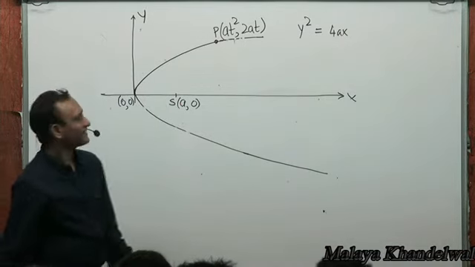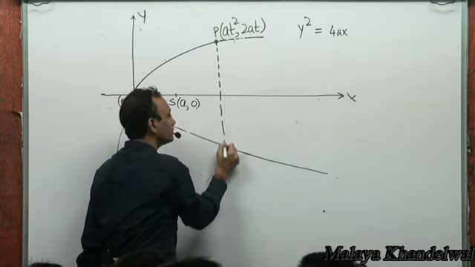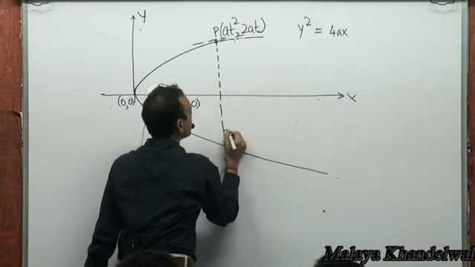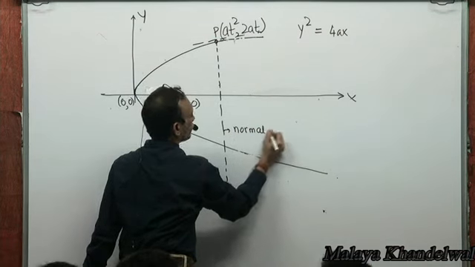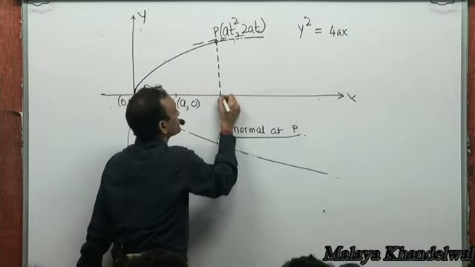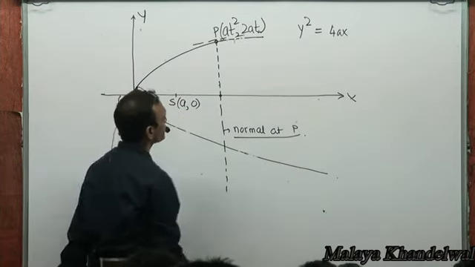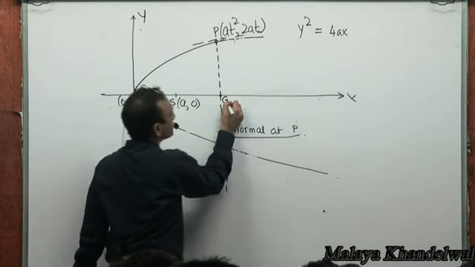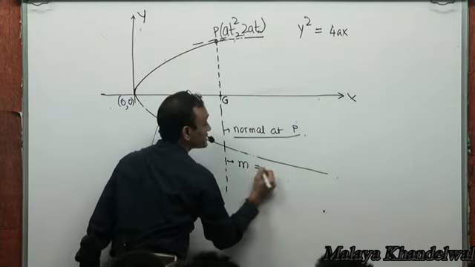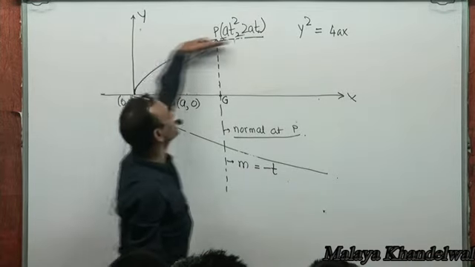So now if I draw a normal at P, this is a normal at P, right? That means it's perpendicular to the tangent at P. And it intersects the axis of symmetry, which so happens to be also the x-axis, at some G, right? Now, what's the slope of this normal? Minus t. Don't forget, keep forgetting this. Minus t is the slope of the normal. The slope of the tangent at t is 1 by t.